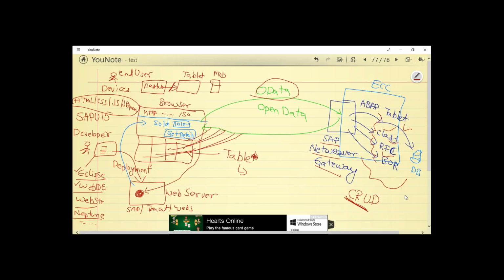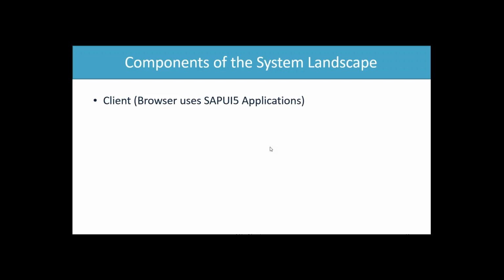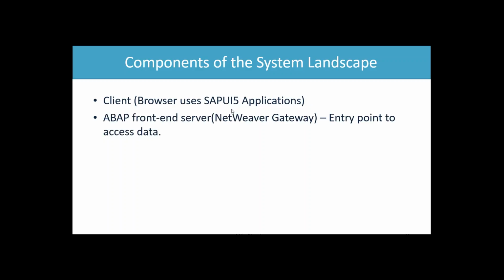Right. So this is a complete landscape of a UI5 application. The client is a browser that uses an SAP UI5 application. When it comes to ABAP, there is a front-end server and a back-end server.